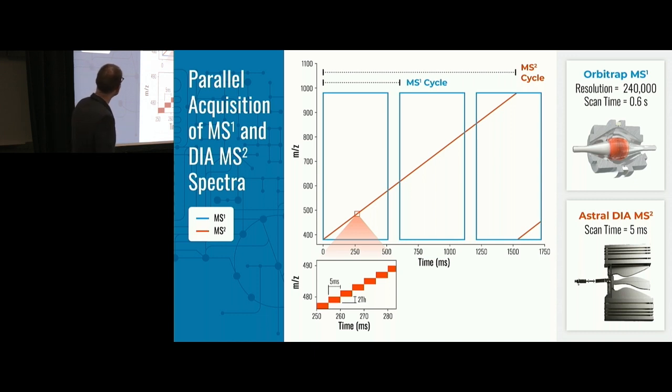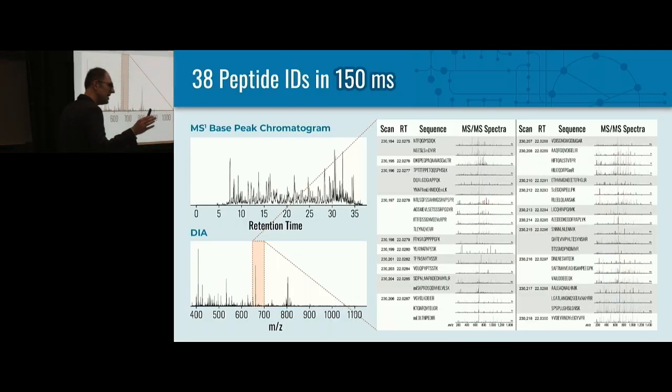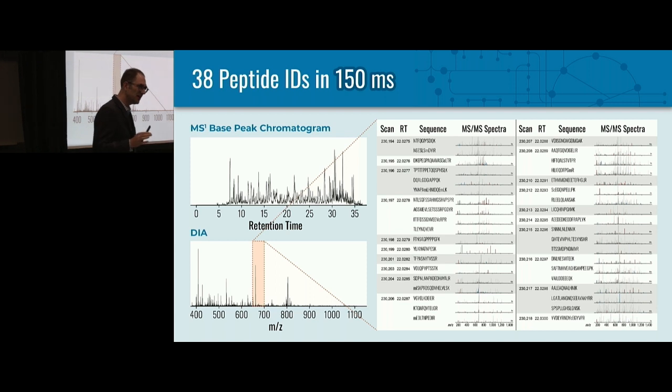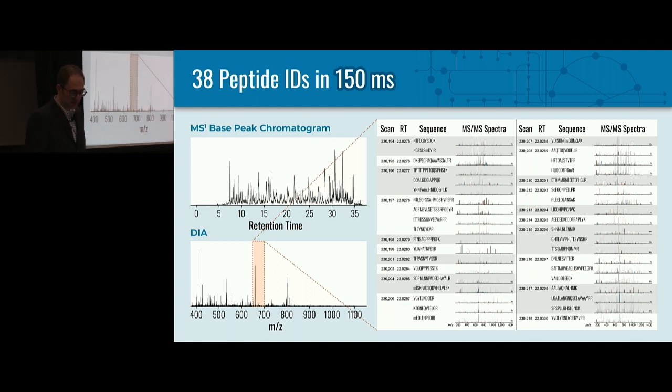So we typically run the system like most do for the Astral system for DIA, where we have pretty narrow DIA bins of 2 to 4 Thomson with a 5 millisecond time, which gets us close to 200 hertz, and we're doing MS1s in the Orbitrap. So if we think back to that slide I showed you 10 years ago, we're super excited. In 1 second, we got 20 peptides. Now in 150 milliseconds, we're getting 38 peptides. And you can see some of these scans with Spectronaut are giving us multiple identifications, not surprising given how it's working, but it's quite a transformation in what we can do.